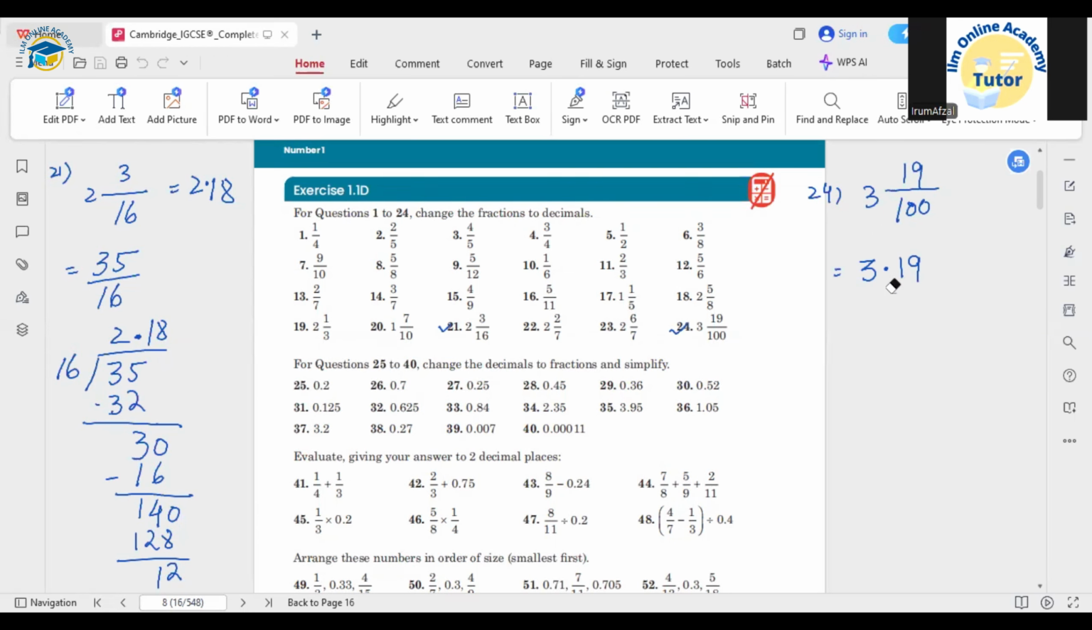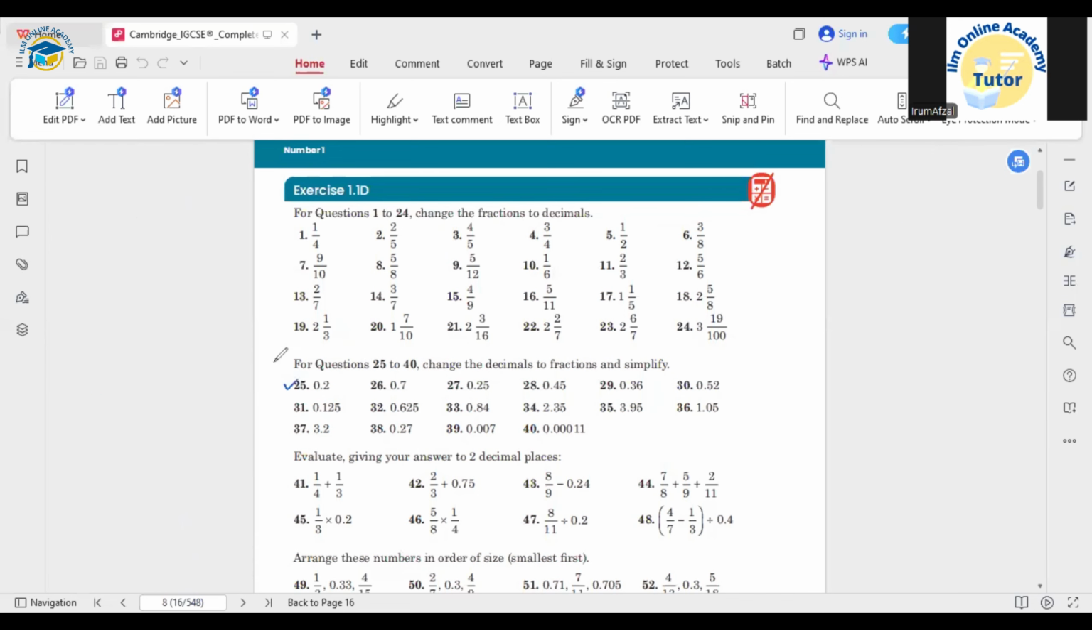Okay, so now, students, after this, they gave us questions from 25th to 40th. All these are decimal numbers, and we need to convert the decimals into fractions, and then simplify as well if there is any possibility to simplify.